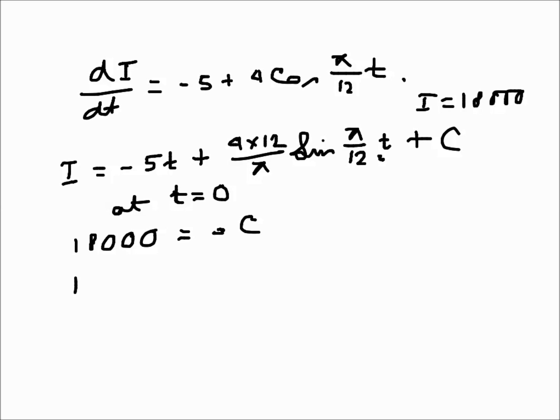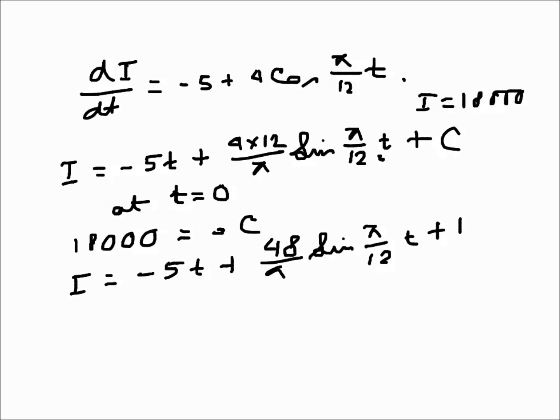So we get I, the expression for I will be 48 pi sine pi 12t plus 18,000.